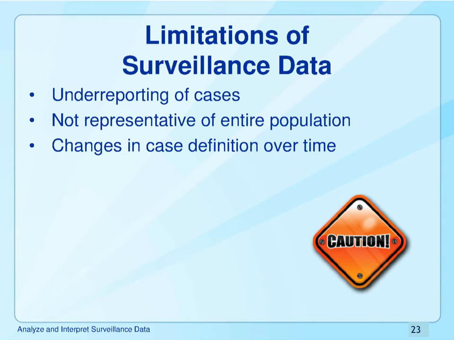Now, the most common limitations to surveillance data that we're going to talk about here are things like underreporting, okay, representativeness of the data, and changes in case definition. And what we're going to do is take each one of these in turn in the next couple of slides.